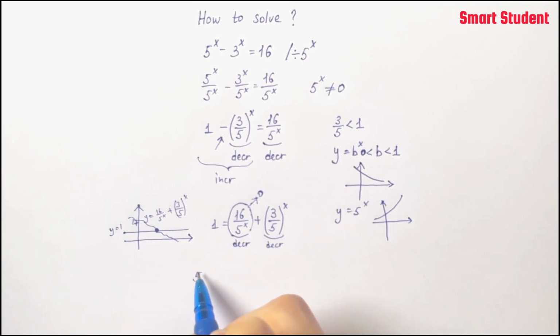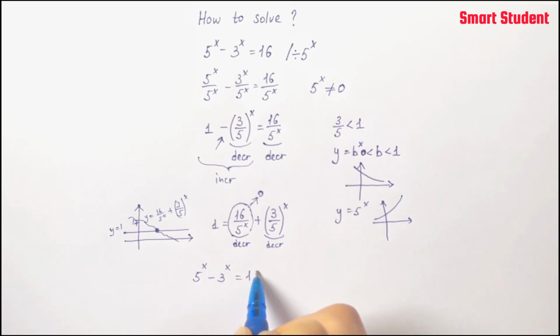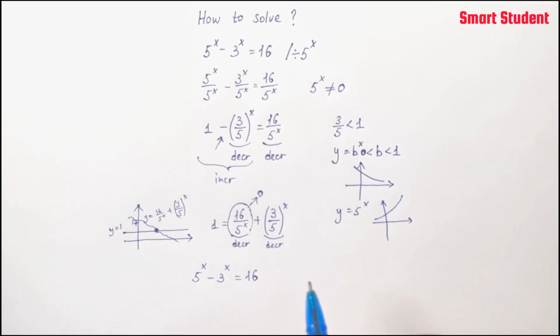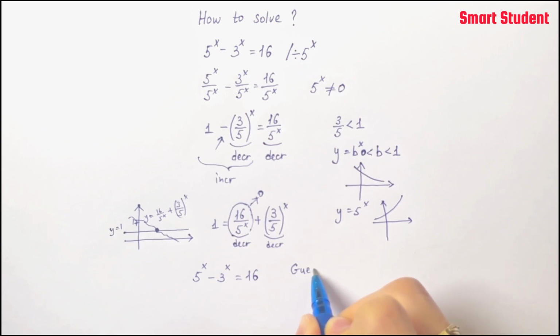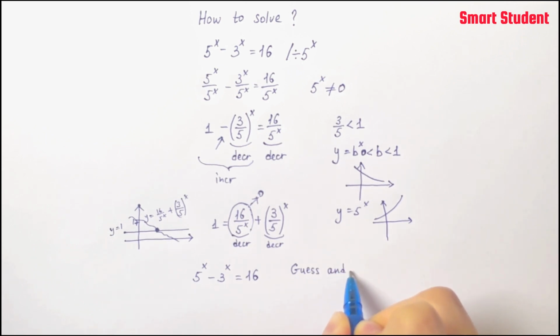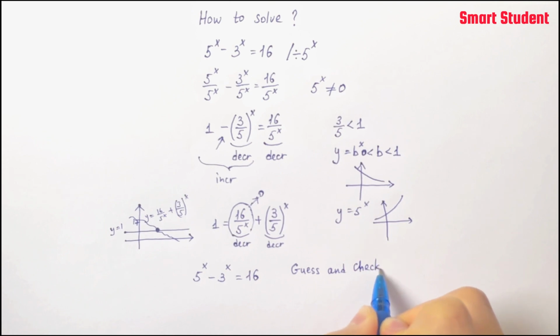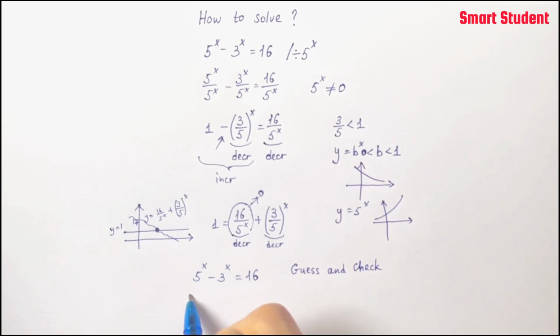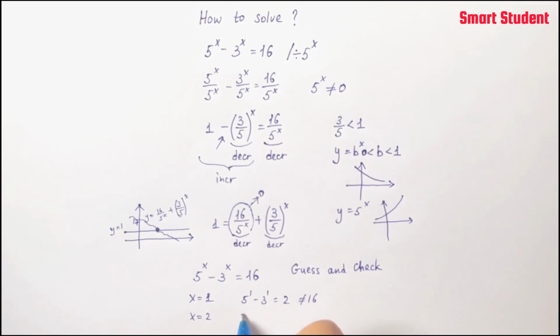So let's write our original equation one more time, and that was 5 to the power x minus 3 to the power x equals 16. So we are basically saying that this equation has a single solution, and how to find that? Of course, using the guess and check method. So if x is equal to, for example, 1, I get 5 minus 3, and that's too small. So how about x equals 2?